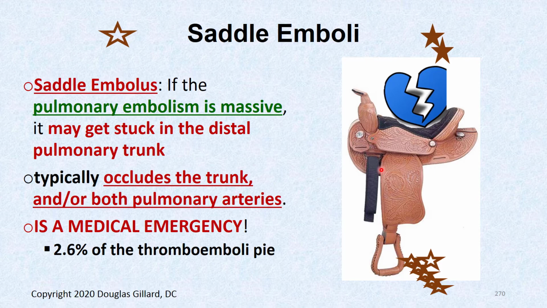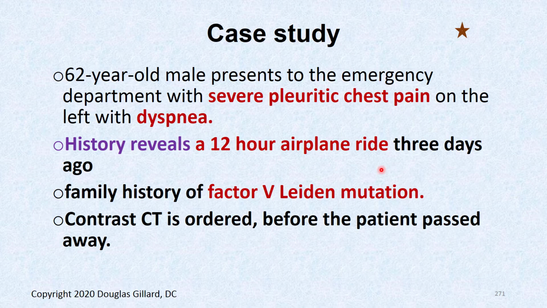So massive emboli that don't even make it to the lungs. It gets stuck in the heart. These guys are medical emergencies. So luckily, in terms of the percentage of the pie, 2 out of 100 will have a saddle embolism. They're very dangerous, though. Let's look at a real case here.